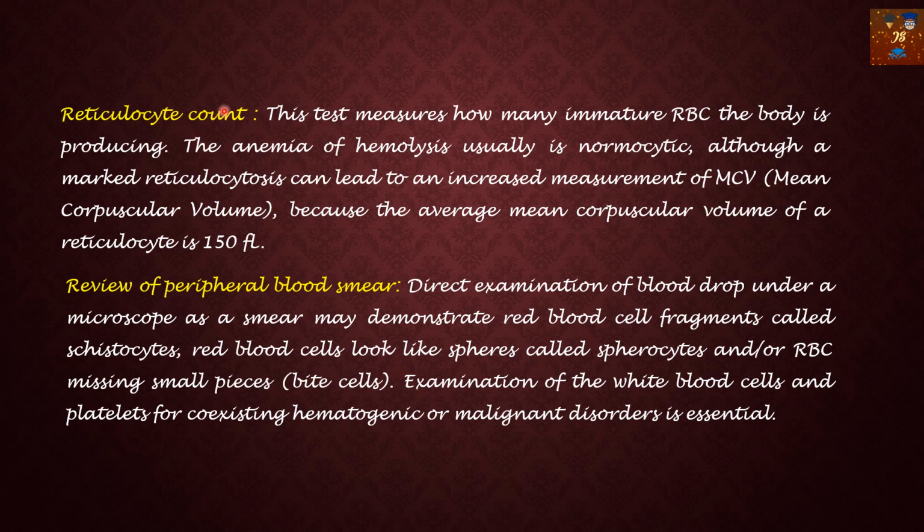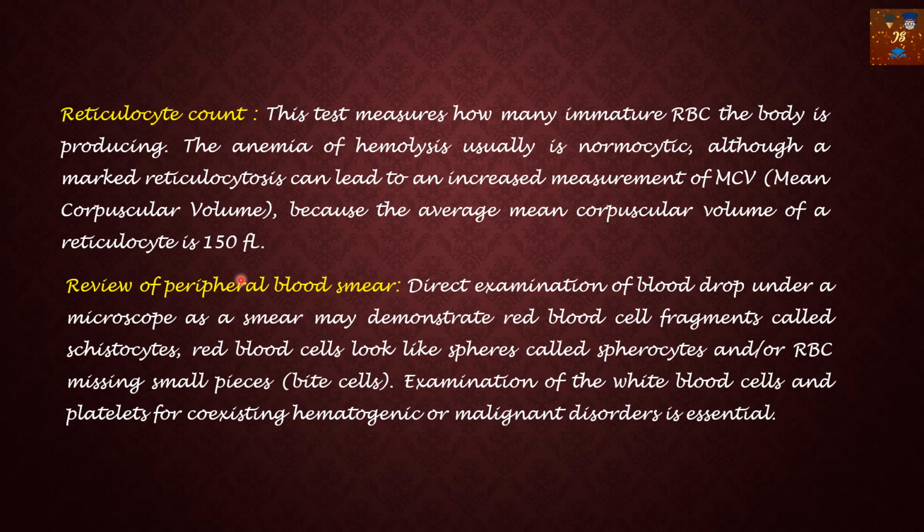Next is reticulocyte count, which is very important. This test measures how many immature RBC the body is producing. The anemia of hemolysis usually is normocytic. Normocytic means the cell size is normal. Normo means normal, cytic means cell size. Although a marked reticulocytosis, meaning an increase in the reticulocyte count, can lead to an increased measurement of MCV, mean corpuscular volume, because the average mean corpuscular volume of a reticulocyte is 150 femtoliter. So reticulocyte count, whether there is an occurrence of reticulocytosis, is a very important diagnostic feature of hemolytic anemia.